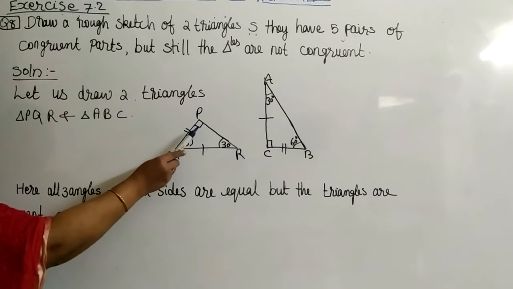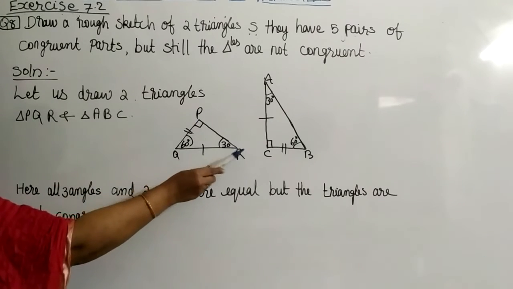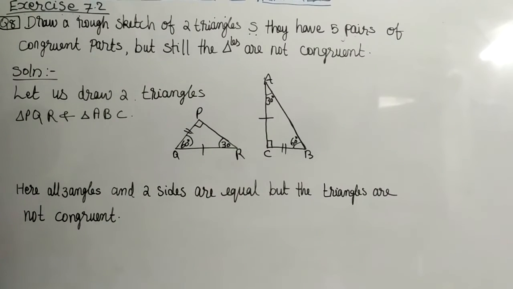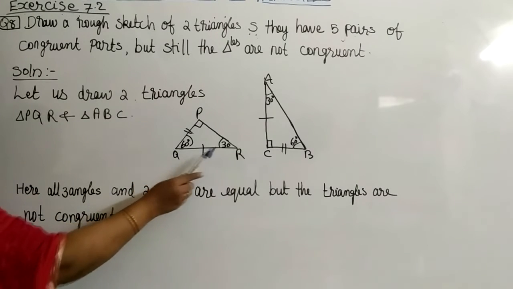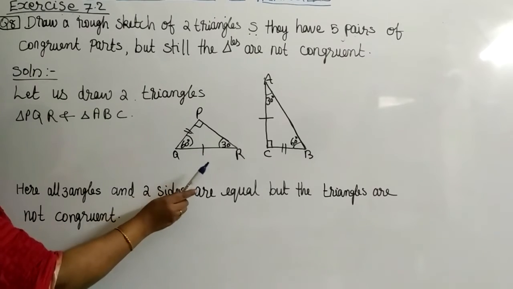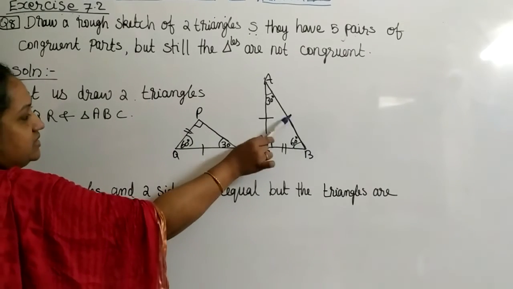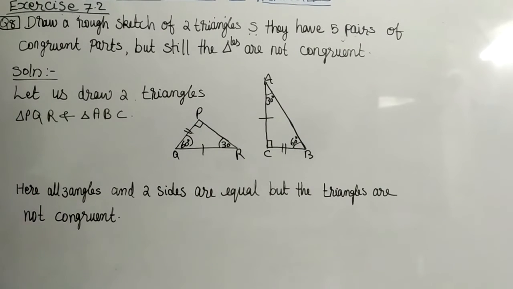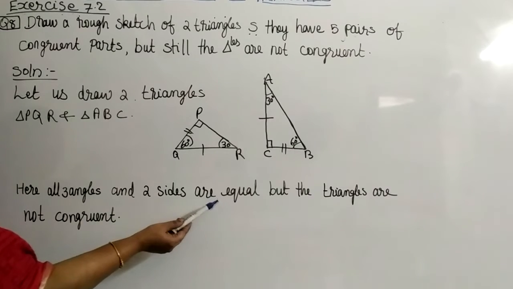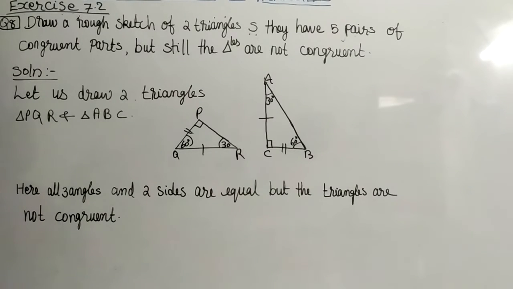But here the side PR is not equal to the side AB given there. Here the side QR is the hypotenuse, but here the side AB is the hypotenuse, which is not equal to the hypotenuse of this triangle. Hence, we can say that these two triangles are not congruent. Here all three angles and two sides are equal, but the triangles are not congruent. This is the rough sketch of the triangles.